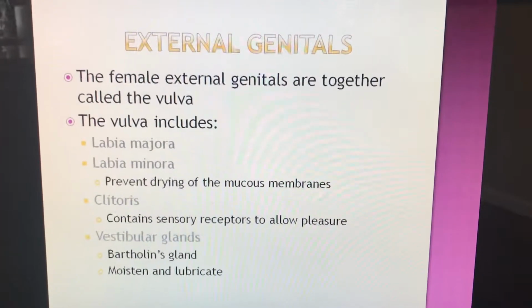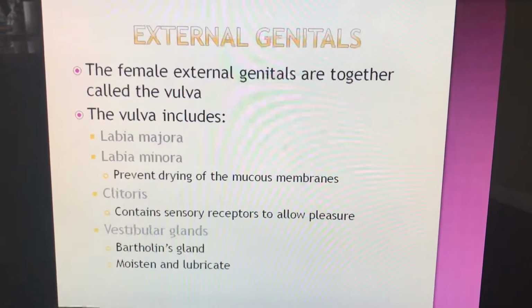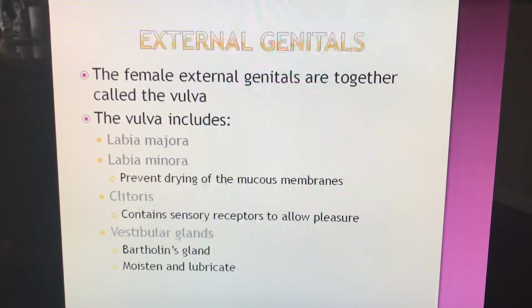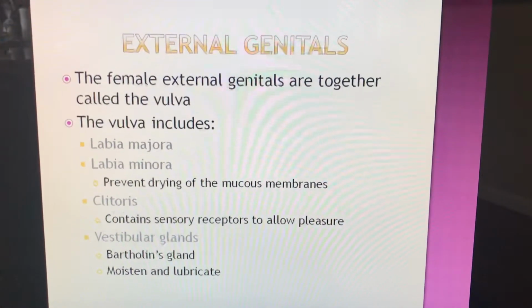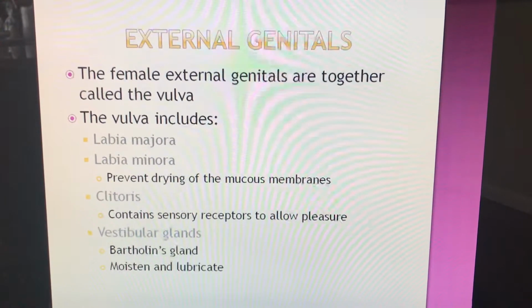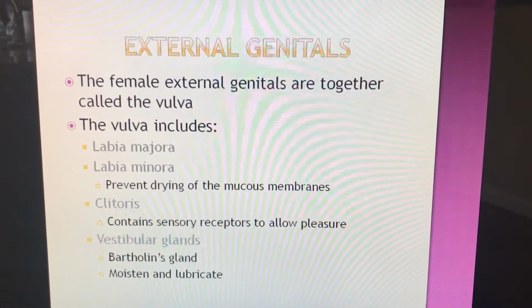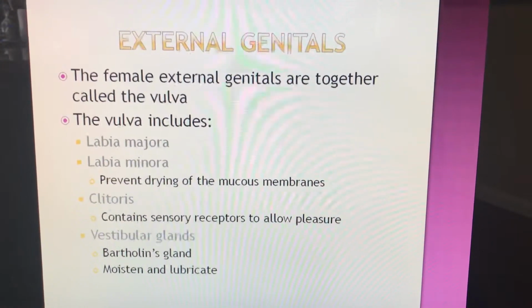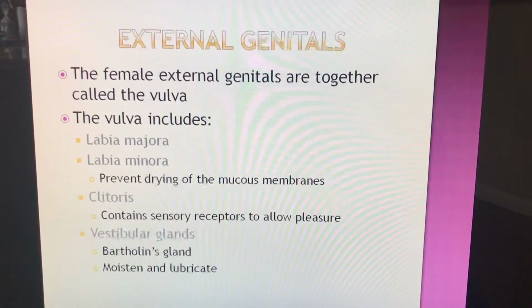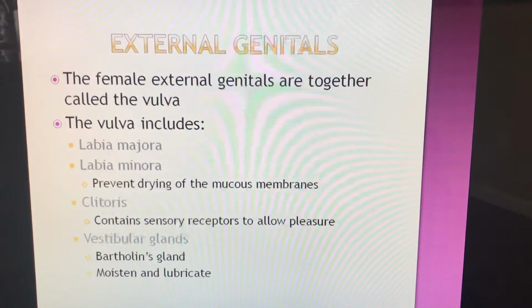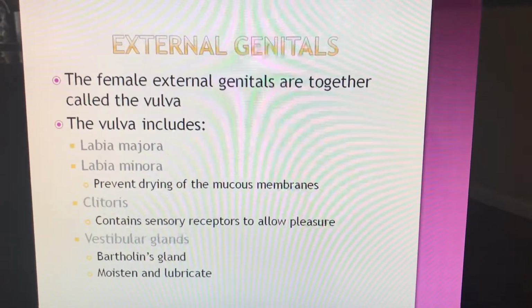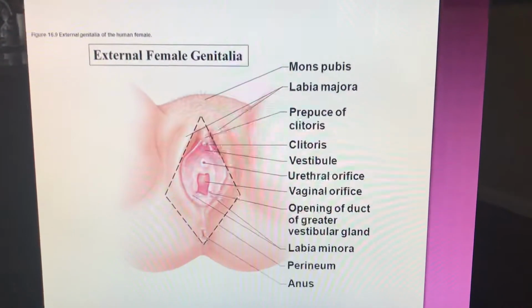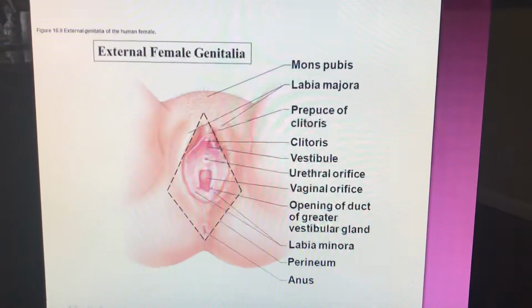So then you have external genitals, and together these parts are called the vulva. So that is the labia majora, the labia minora, the clitoris, and the vestibular glands. Your labia minora, it helps prevent drying of the mucous membrane. Your clitoris, it contains sensory receptors to allow pleasure. And the vestibular glands, they contain the Bartholin's gland, and they moisten and lubricate. So there is a picture of that there.